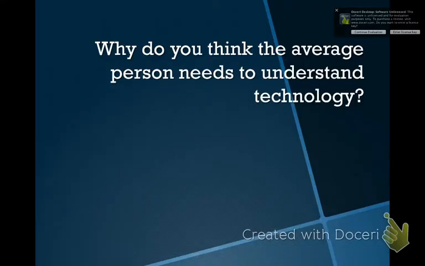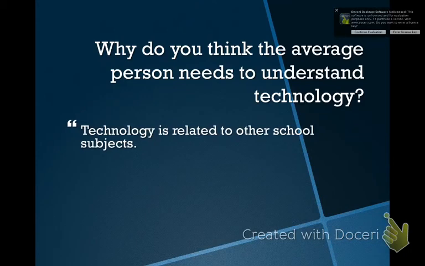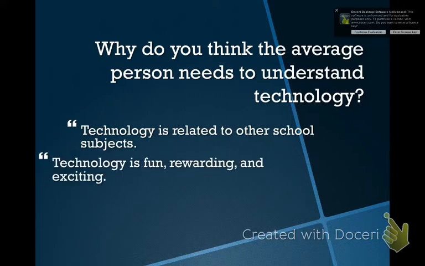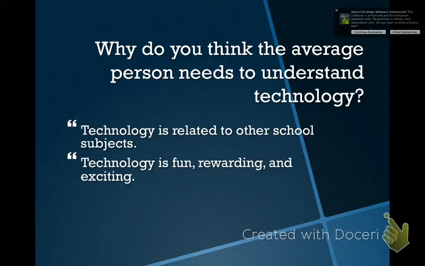Okay, why is this something you have to understand? The big question, why would somebody need to understand technology? Well, first, it relates to a lot of subjects in school. A lot of classes are using technology, so the more you know about it, the better your other classes are going to be, and plus it helps you do it in a fun manner. It's fun, rewarding, and exciting.